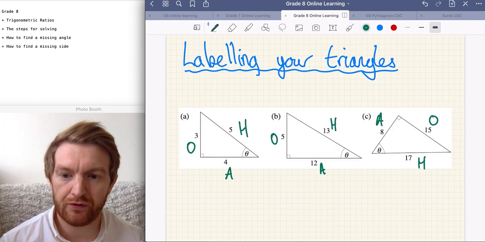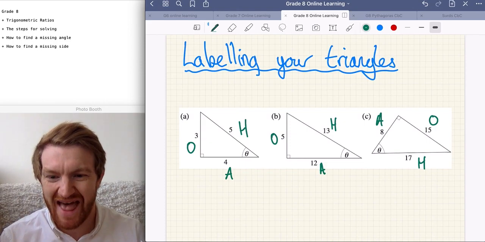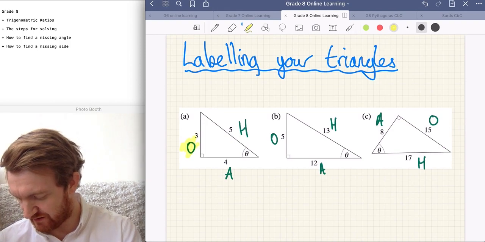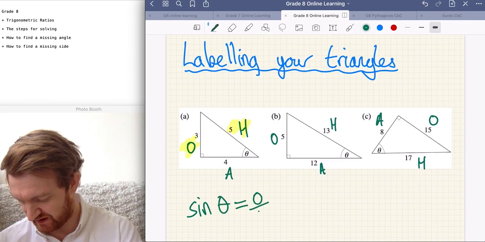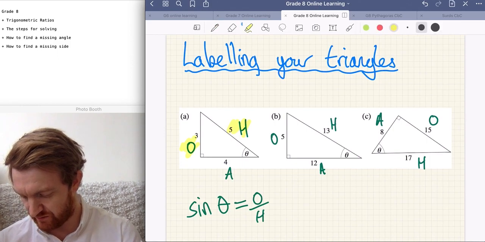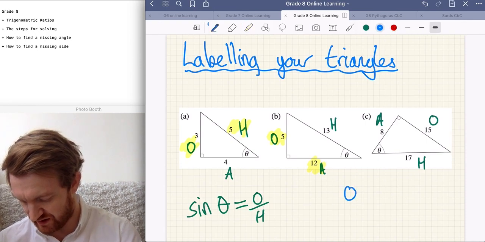We're given all 3 bits of information for this question, so we get to choose which pair we want to do. We might say, I want to do an opposite and a hypotenuse. Well, that means I'm choosing those 2, which is sine, which we said was opposite and hypotenuse. In the second one, I might say, actually I want to use the opposite, but I want to use the adjacent this time. Well, that means I'm using the O and the A. Well, I might choose to use tan in this question.